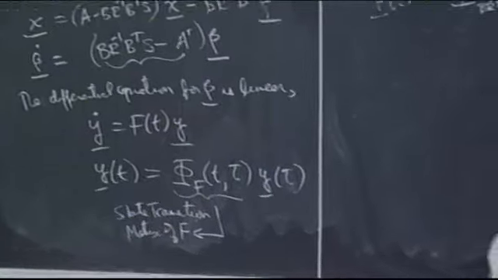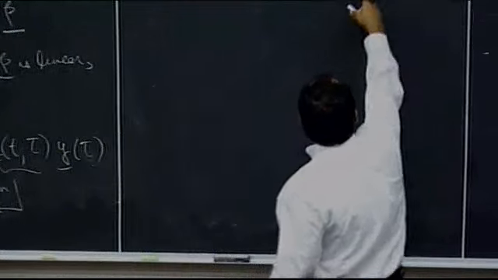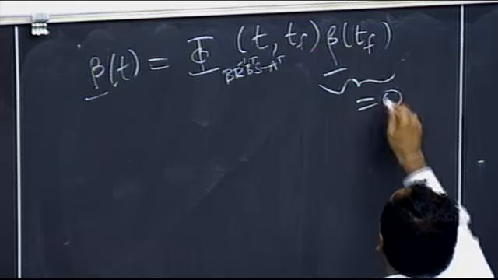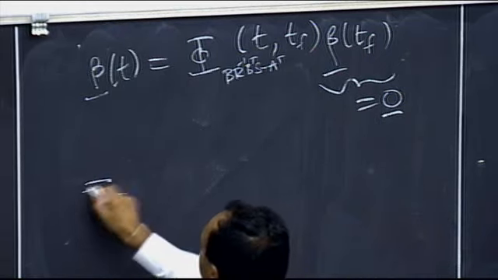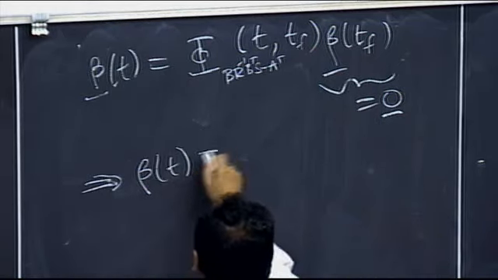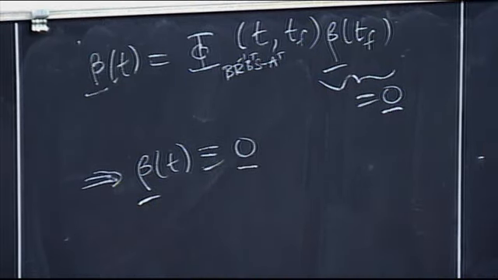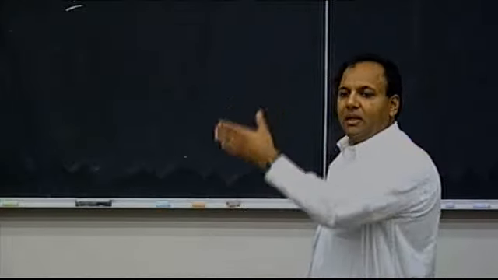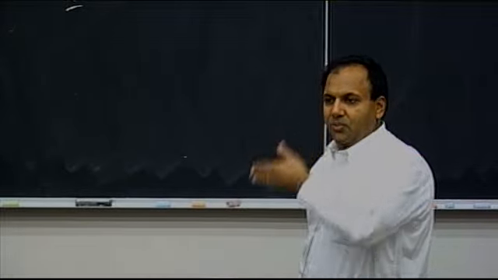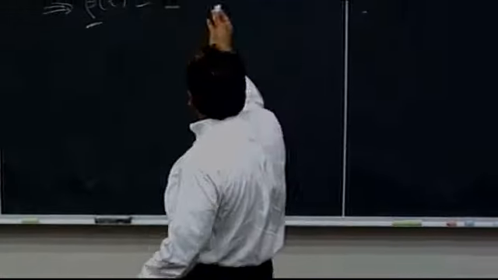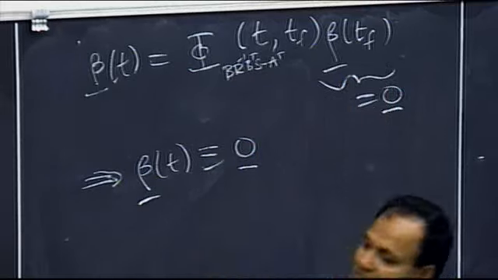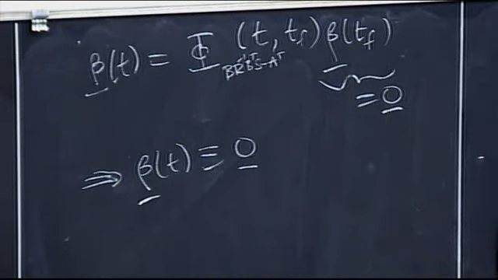Now, if that's true, I know that beta at TF is equal to 0, right? So this says that beta of T has to equal 0, because it has to be true for all T. It doesn't make a difference what the value of T is. T can be anything, and I picked the condition at which beta is equal to 0. If it's 0 at one point, it has to be 0 everywhere. So that further decouples the problem, because now beta is equal to 0.